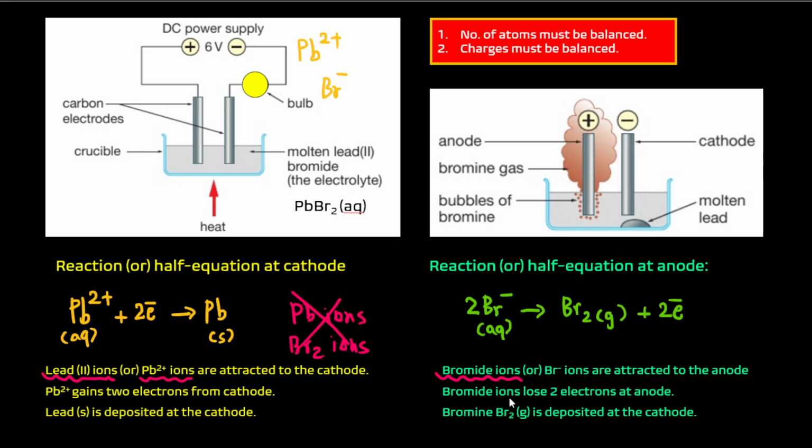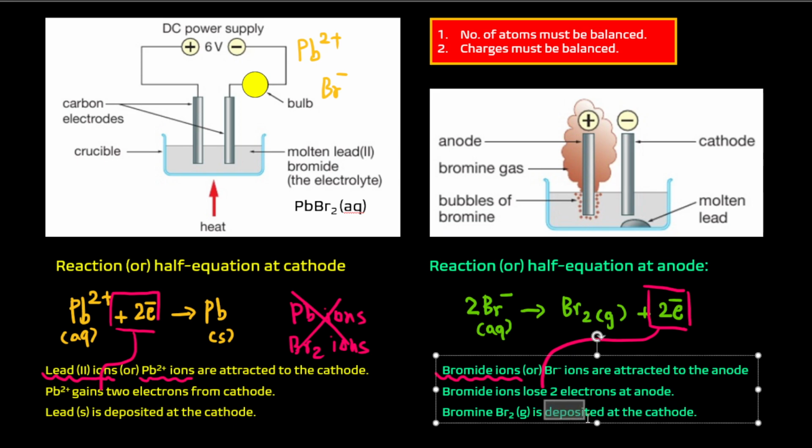So the bromide ions will lose 2 electrons at the anode. Remember, if you have electrons on the left hand side of the equation, it means that you are gaining, and if you have electrons on the right hand side of the equation, it means that you are losing electrons, and hence bromine gas or Br2 gas is deposited at the anode, or another way to say this is emitted at the anode.